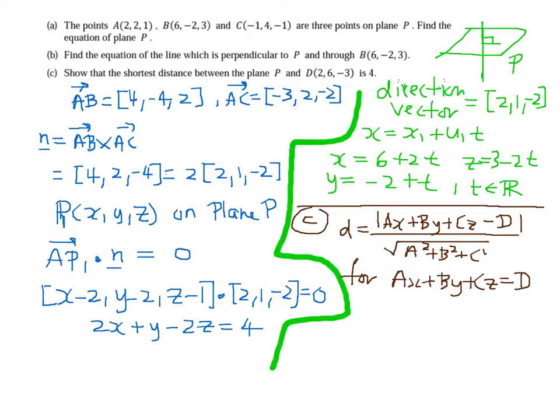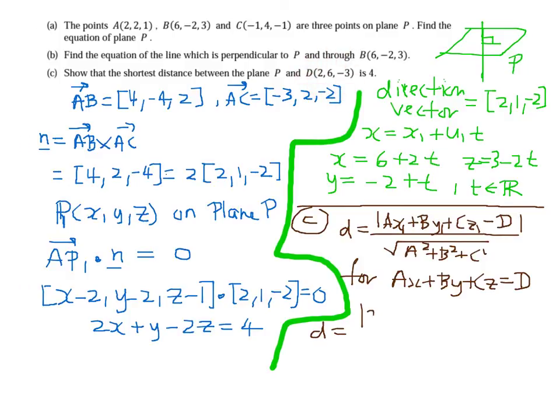Well, perhaps to avoid confusion, I should put x1, y1, and z1 for the coordinates of the point we're going to calculate for. Now, in this case, the shortest distance is therefore, the plane is this one. So we're going to use 2, 1, and negative 2, and the point is this, 2, 6, and negative 3.